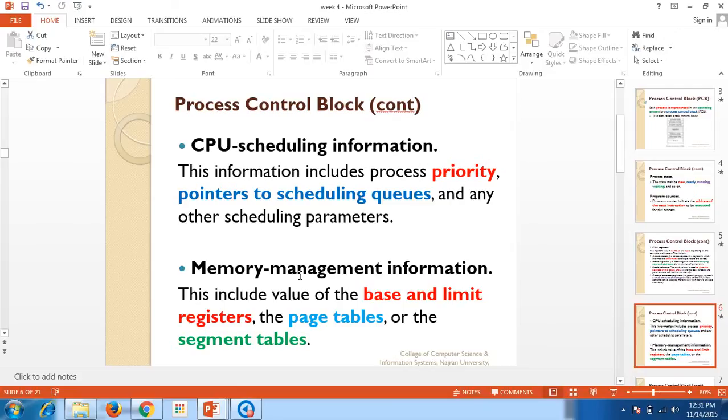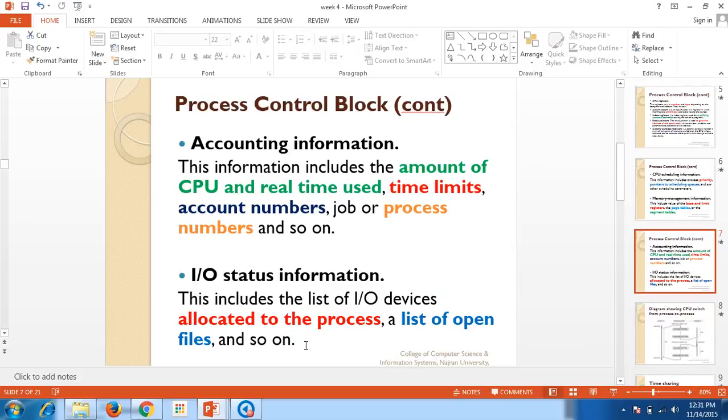So briefly here, what is CPU scheduling information? It includes process priority, pointers to scheduling queues, and any other scheduling parameters. Anything that is related to scheduling will be included in CPU scheduling information. Then we have memory management information, which includes the value of base and limit registers, page tables, and segment tables.